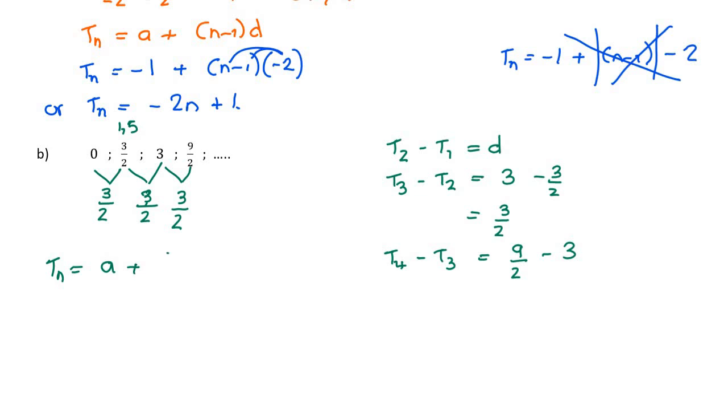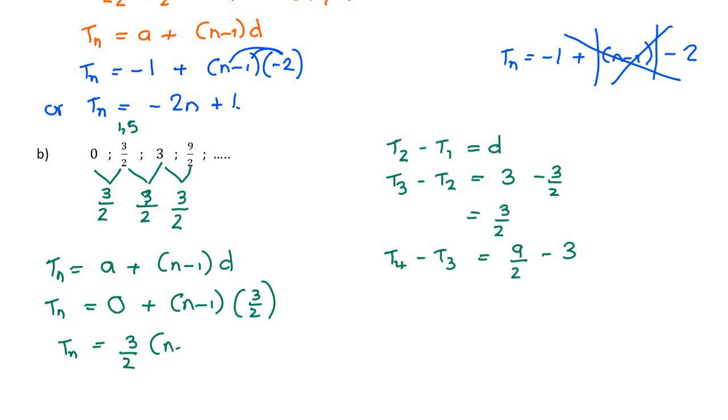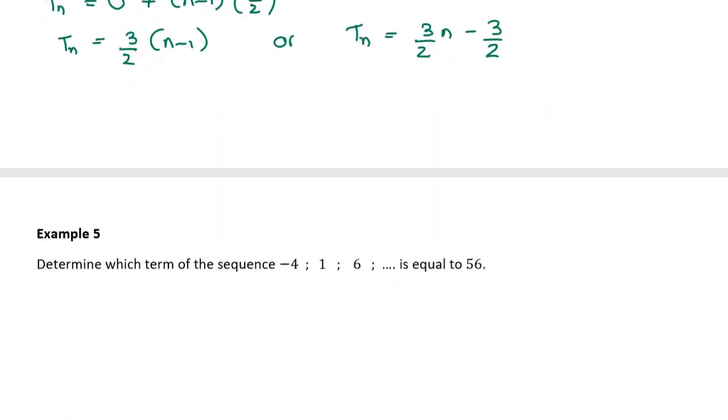It's a plus (n minus 1)d. a stands for my first term, which in this case is 0. n minus 1 has to remain, and my difference is 3 over 2. So if I neaten this up a little bit, I actually get 3 over 2 times (n minus 1), or if you multiplied it out, which you don't have to, you'll get 3 over 2 n minus 3 over 2. Again, you can put in 1 or 2 n values just to check if you're right. Okay, so hopefully we're feeling confident with identifying a linear pattern and then using the formula to find our Tn.